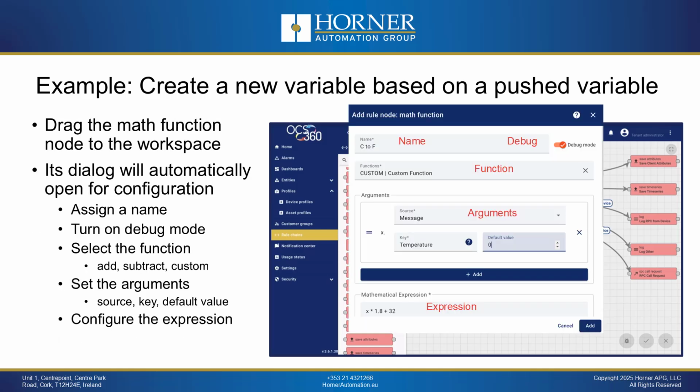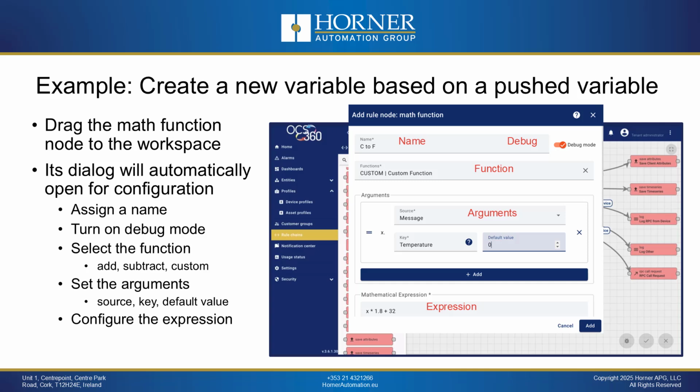When we click on the math function node, the dialog box automatically pulls up and then we can start configuring it. We need to assign a name to this node. We call this one C to F because that is what it is doing. It is a good idea to turn on the debug mode switch in the upper right-hand corner. That way we can see this particular variable in action. When we take a look at the device, we can look at the different variables being pushed by that device. This won't be listed among them. We will not see only temperature, but we will see this new variable that we are creating.